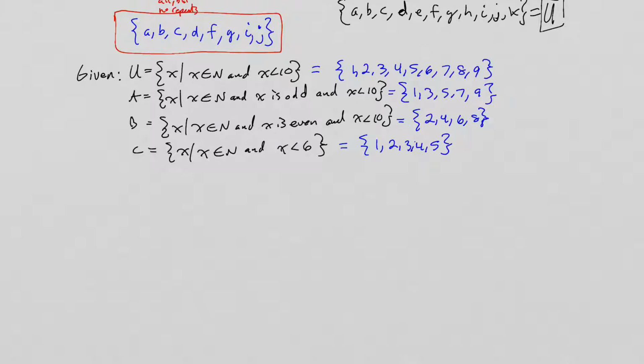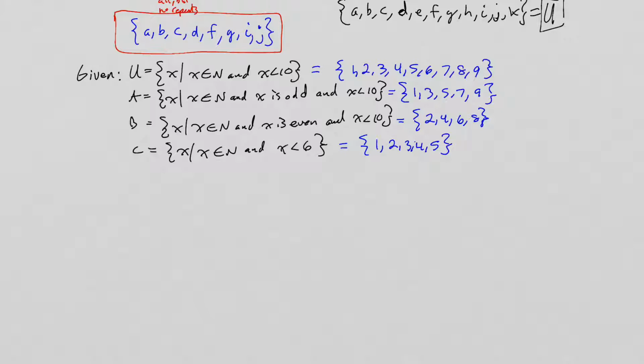All right, so this is what I got for the roster forms of set U, A, B, and C. They're all natural numbers starting at 1, and less than 10 will be 1 through 9. Odd and less than 10 will be 1, 3, 5, 7, 9. Even less than 10 is 2, 4, 6, 8. And less than 6 would be 1, 2, 3, 4, 5.